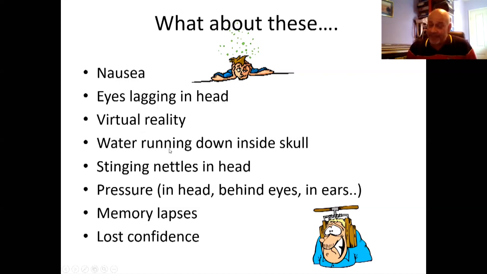They sometimes have strange sensations like water running down inside the skull, or stinging nettles in the head. They often have things like pressure in the head, and it could be in the head, it could be behind the eyes, it can be in the ear. They often have memory lapses or lost confidence.